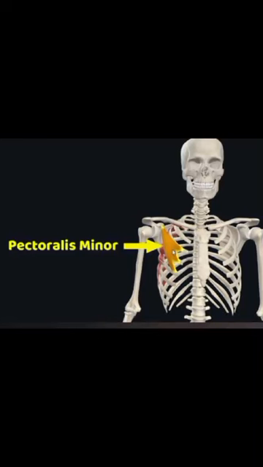So, as you can see in the diagram, the pectoralis minor muscle is originating from the third, fourth, and fifth ribs and gets inserted into the medial border of the coracoid process of the scapula.